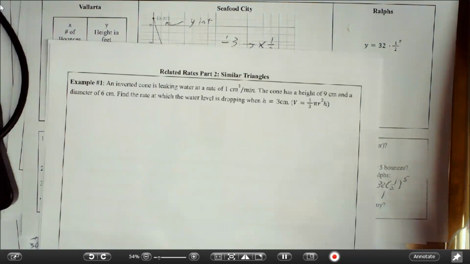Now, let's just look at example 1. An inverted cone is leaking water at a rate. So for example, let's say we have a cone that's upside down and it's leaking water at a rate of 1 centimeter cubed per minute. So I know my dV/dt here, right? I'm decreasing by 1 centimeter cubed per minute. The cone has a height of 9 centimeters and a diameter of 6 centimeters. Find the rate at which the water level is dropping when h equals 3 centimeters.